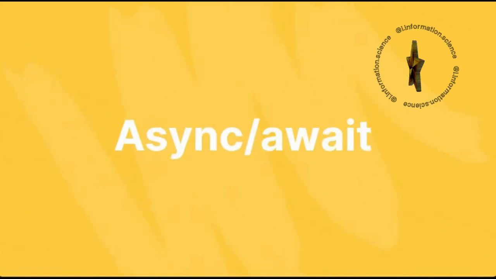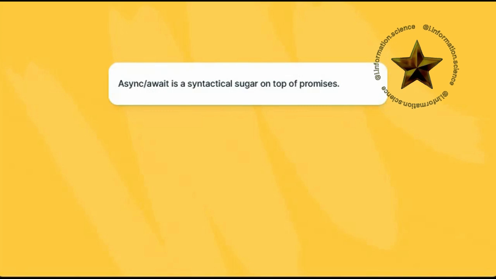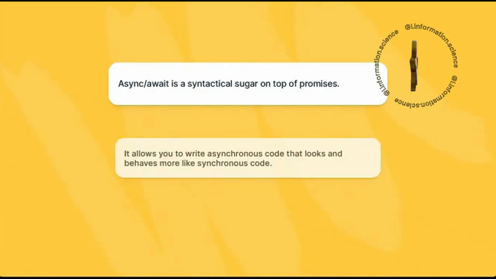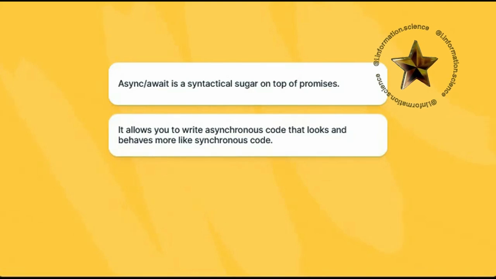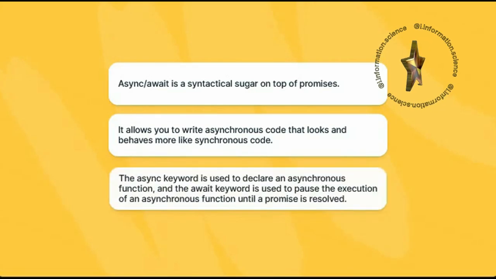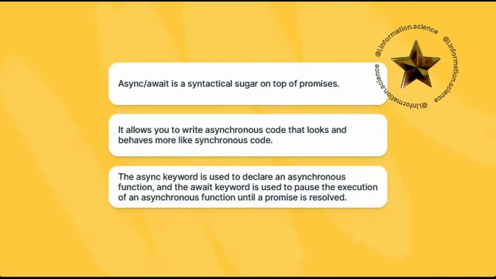Async await. Async await is a syntactical sugar on top of promises. It allows you to write asynchronous code that looks and behaves more like synchronous code. The async keyword is used to declare an asynchronous function, and the await keyword is used to pause the execution of an asynchronous function until a promise is resolved.